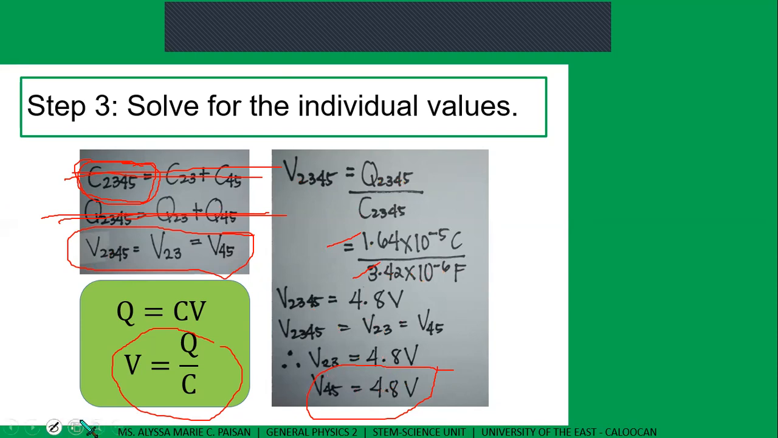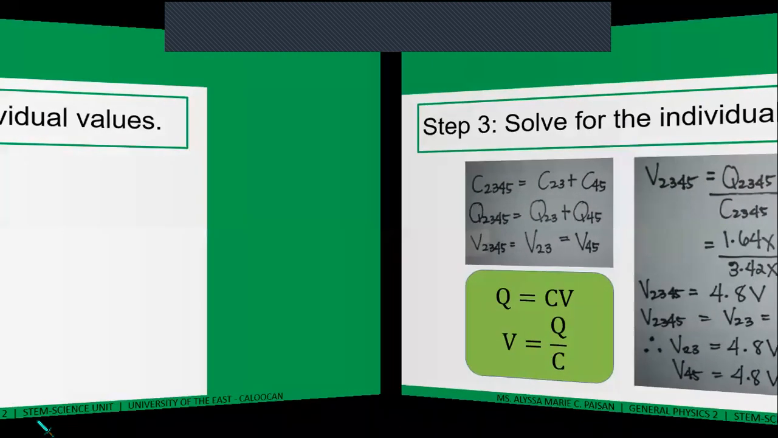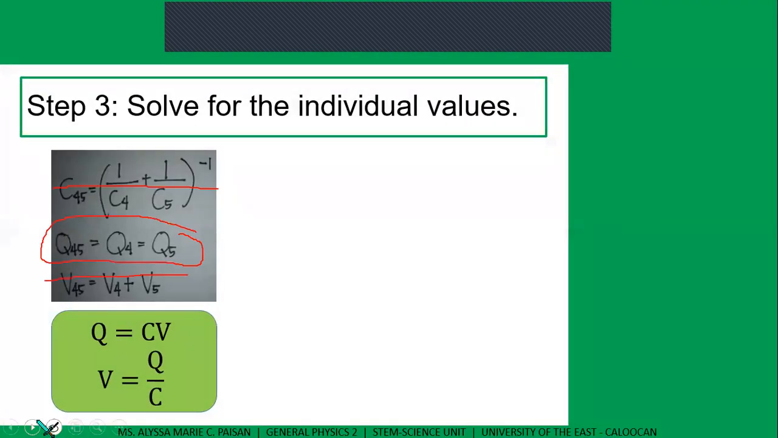And since equal nga siya sa V23 at V45, yung V23 natin ay 4.8 volts din as well as V45. Now let's proceed to simplified circuit number 1 equations, no? So again, di natin magagamit yung sa capacitance at saka yung sa voltage. Kaso previously, yung nakuha natin is voltage tapos di natin magagamit dito. What should we do? Okay? So kailangan nating mahanap yung Q45.